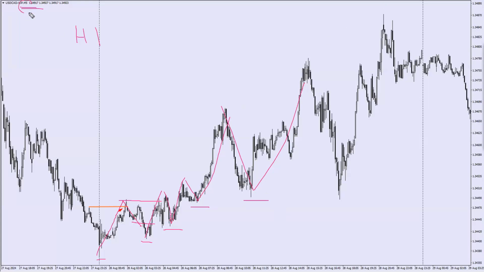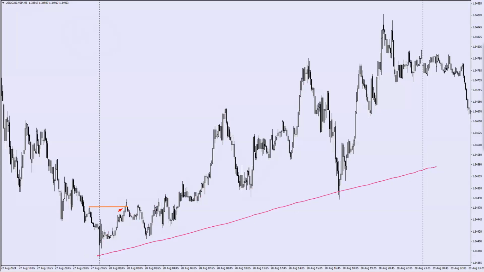Now, if you were to depend on the M5, then sometimes your stop losses can be triggered before they make a big movement. But if you do the H1, then it's a really, really good thing. What you can also do is put on a trend line. As long as the trend line is not broken, then you still ride the whole trend.